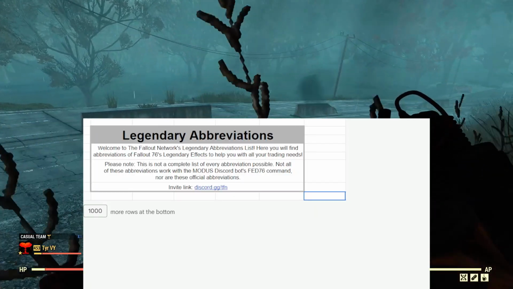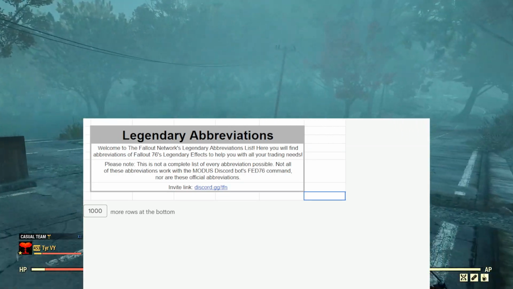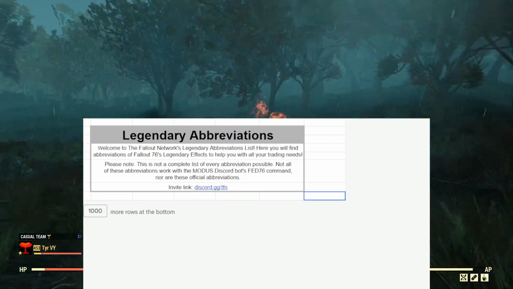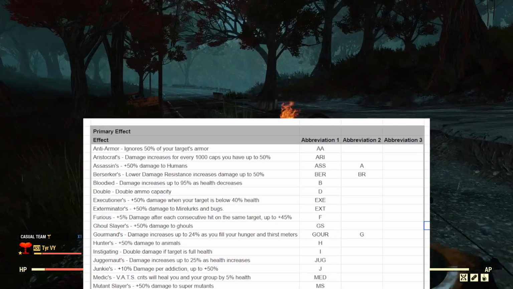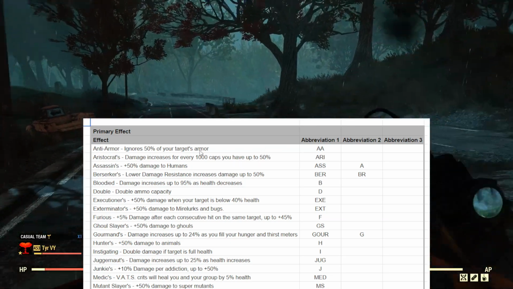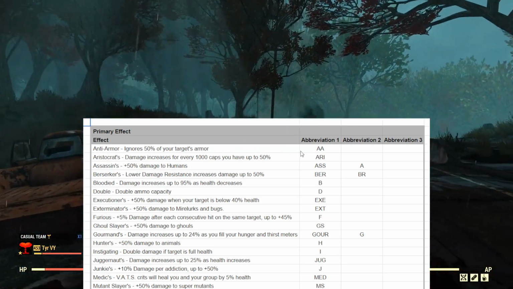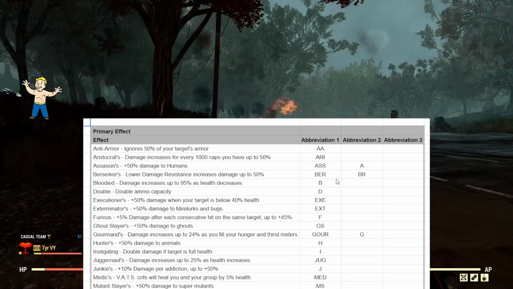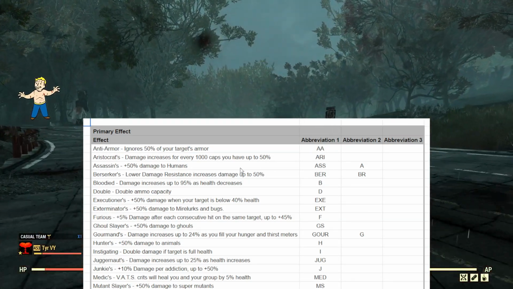Alright, and here we are over on the Fallout Network's legendary abbreviations list. Feel free to read that and join the Discord if you'd like to. Let's get started with all of the effects that go on the ranged weapons. Firstly, the primary effects. Anti-armor, everyone knows that's always just AA. Anti-armor, AA. Makes sense. Very easy to get your point across there for the first star.